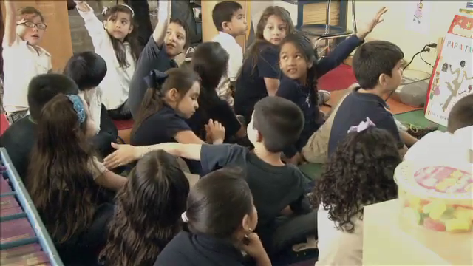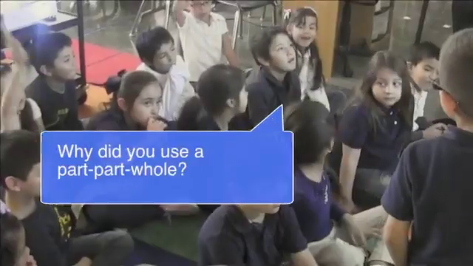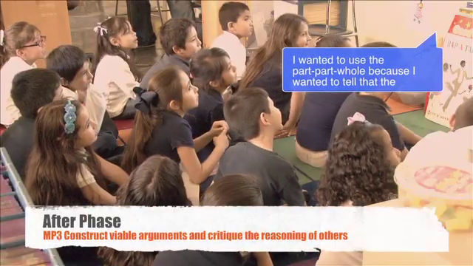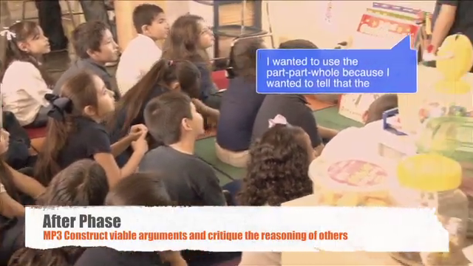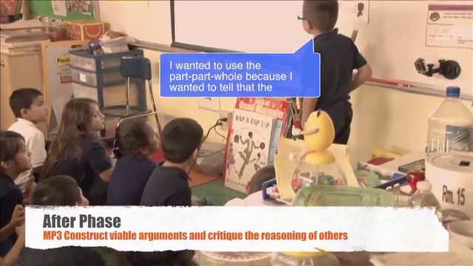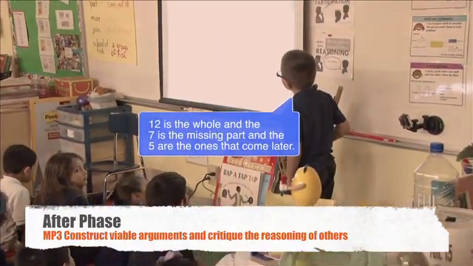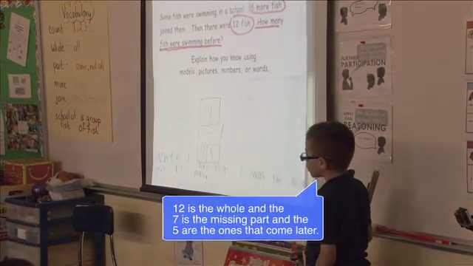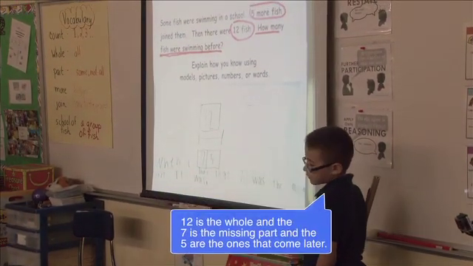Now that Gael had a chance to share his solution, does anyone have any questions for him? Gael, why don't you call on someone? I see a lot of hands. Why did you use a part whole? I wanted to use the part whole because I wanted to tell that the 12 is the whole and the 7 is the missing part and the 5 are the ones that come later.